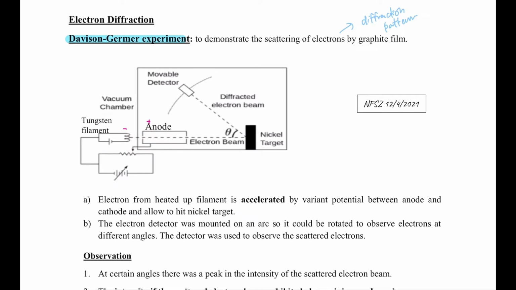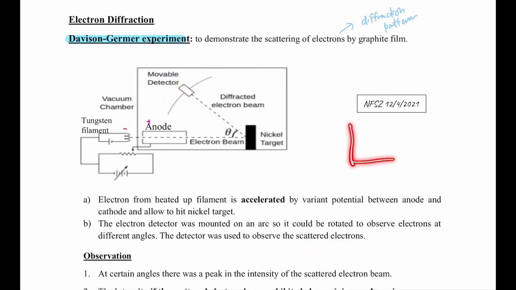Okay, so kat sini electron from heated up filament. So dekat sini dia akan panaskan supaya keluar elektron. So dia akan lalu antara potential difference between here. So electron will be accelerated. Okay, lepas tu dia akan pergi kat nickel target. Okay, allow to hit nickel target. The electron detector was mounted on the arc, so it could be rotated to observe electron at different angles. Okay, so kat sini basically supaya dia boleh cover banyak angle lah, basically tu je. So dia akan bergerak up and down. So dekat detector ni kita akan nampak scattered electron.